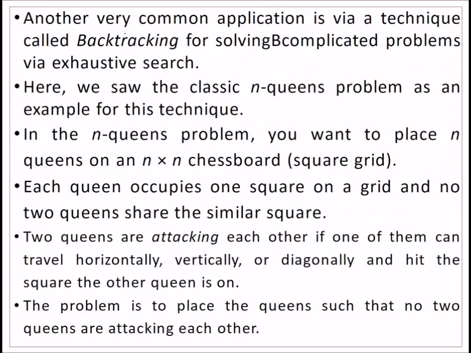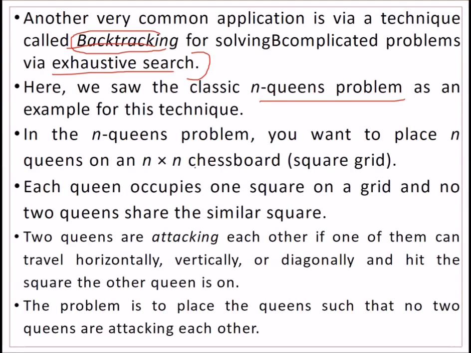So a common application is, as I just suggested, via backtracking. This is backtracking for solving complicated problems, and this is via exhaustive search. So we'll see a backtracking problem using this exhaustive search, this n queens problem as a backtracking problem.